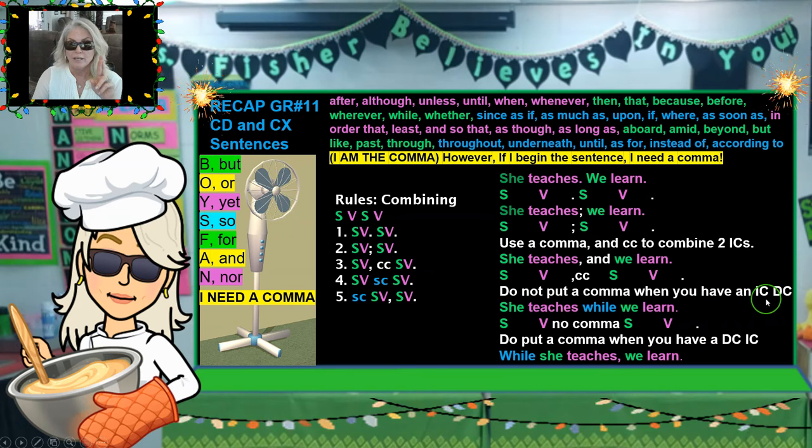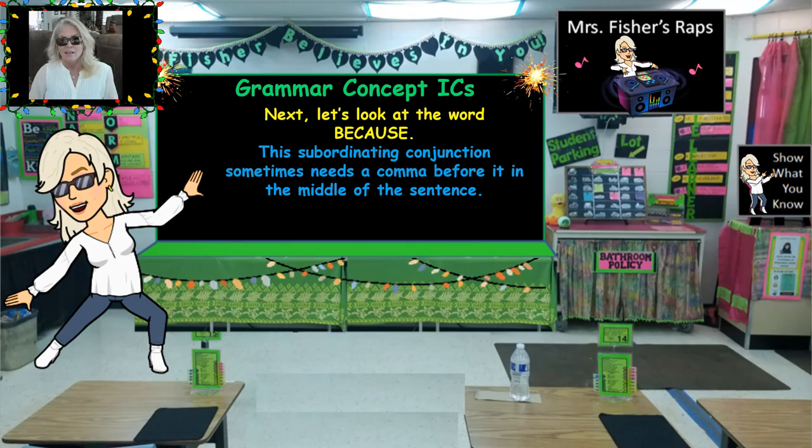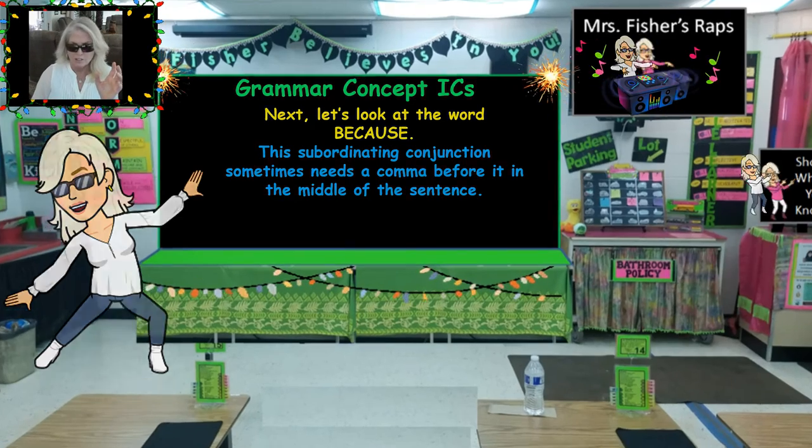Or we can have an independent clause with a dependent clause. Dependent clauses start with one of these words up here, and if it's in the middle of the sentence, it acts as the comma. If it's in the beginning of the sentence, then you need to put the comma. All right, so we learned all of that. Next, let's look at this for a second.